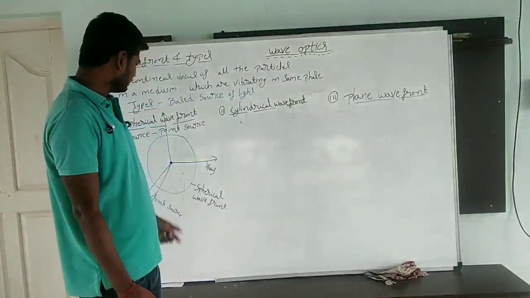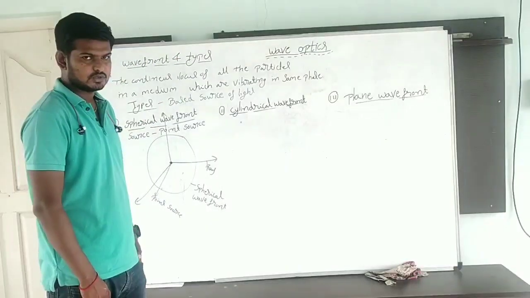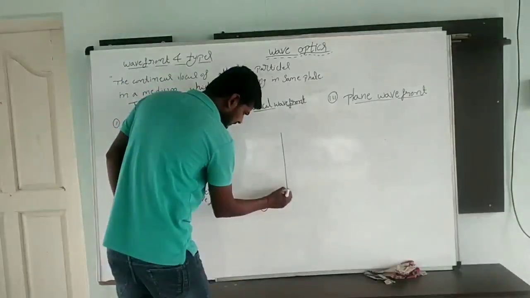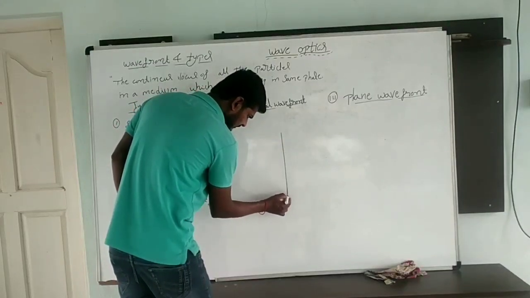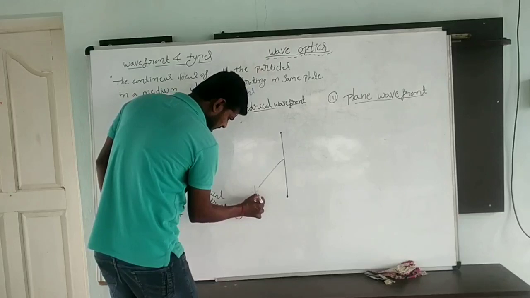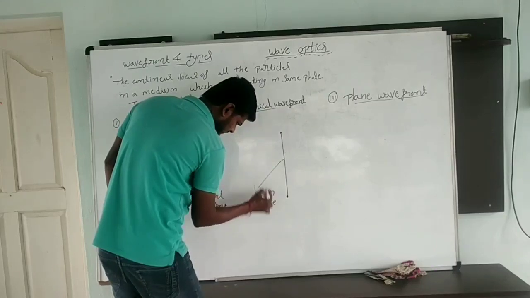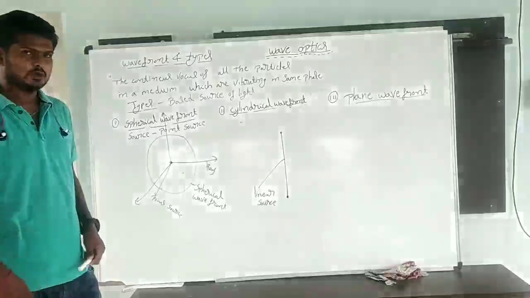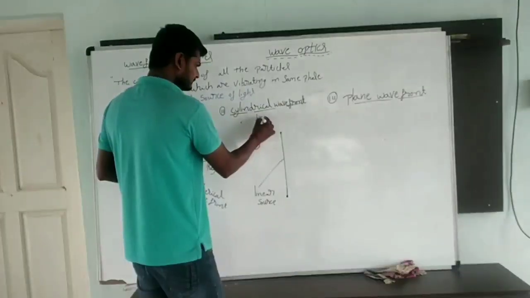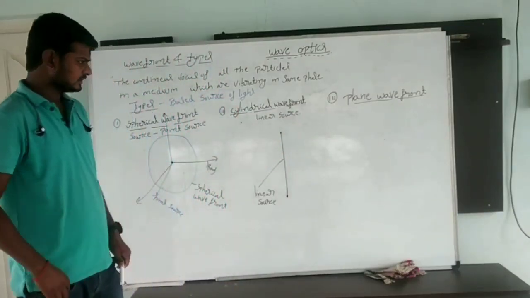Cylindrical wavefront is a little bit simple. Instead of a point source, I am going to take a linear source. Instead of point source, I am going to take what? A linear source. Here also, the source is a linear source. When I take a linear source, what will happen?